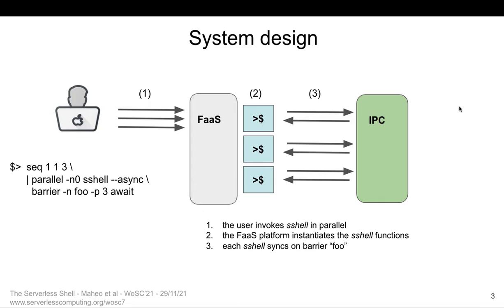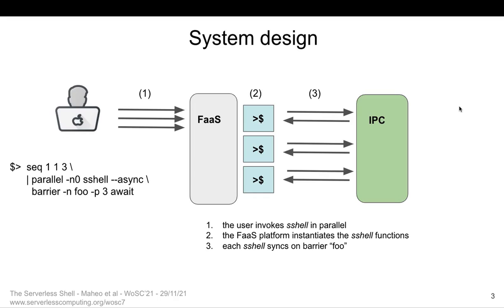So the serverless shell provides support for stateful computation, which means that we use a shared object to perform parallel execution and perform synchronization using parallel semantics like a barrier. For this, we need additional components such as a distributed file system or inter-process communication layer.